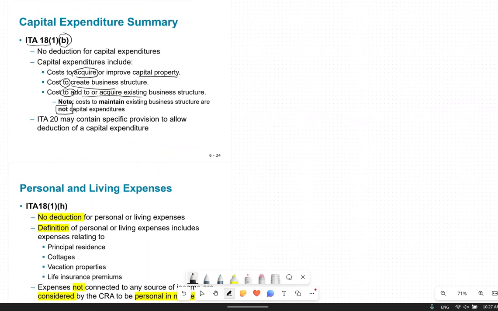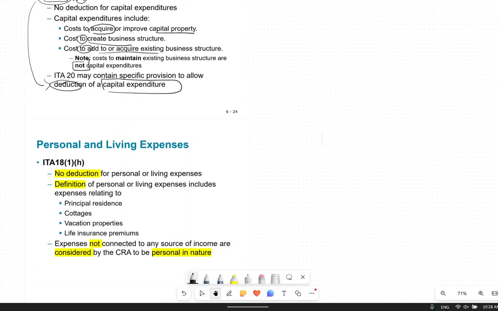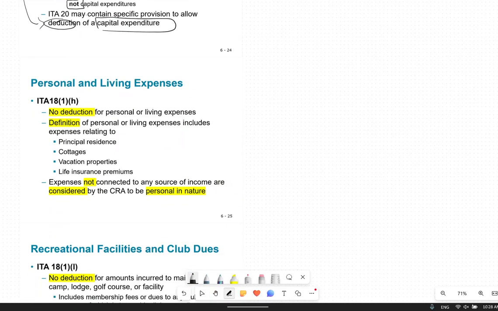Now, if you are unable to claim it under Income Tax Act 18, you may be allowed to deduct it under 20. It may contain a specific provision to allow deduction for a capital expenditure. If you weren't able to deduct it under 18, you will be able to deduct it under 20.